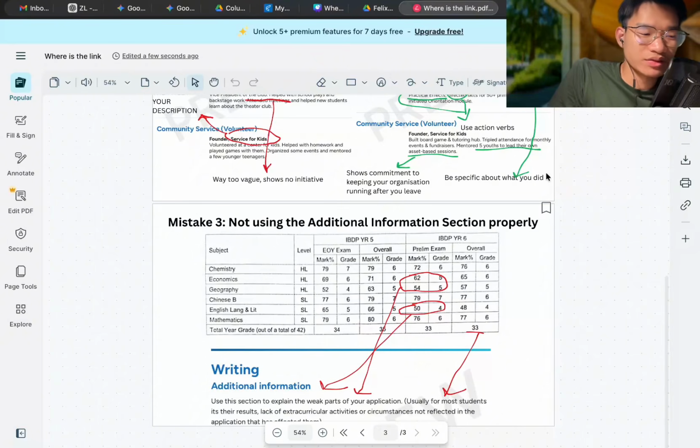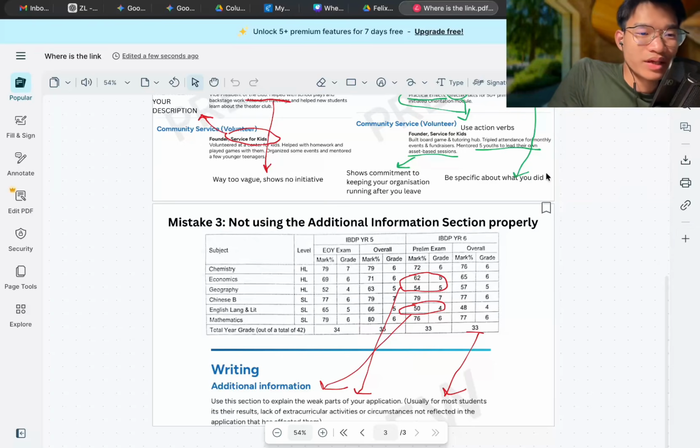And for me, it was my results. And also because I couldn't really change my results. I mean, nobody can. So this was the part that I mainly had to explain. And then in my additional information section, I also talked about my other extracurriculars, like my part-time job working at Shake Shack and Subway. So these extracurriculars are what I decided to use my additional information on.